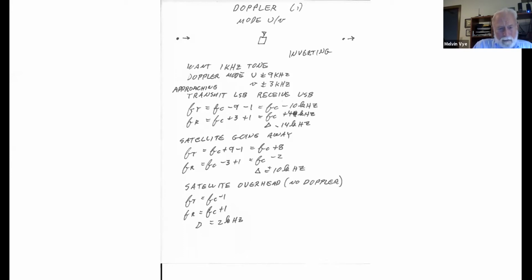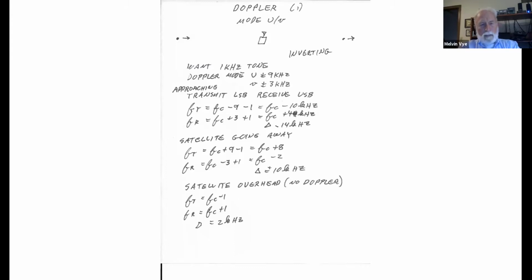Let's suppose that we're transmitting through a satellite that's inverting in mode UV, and we put a 1 kilohertz tone into the microphone. So if you put a 1 kilohertz tone into the microphone, you would like to have a 1 kilohertz tone out of the receiver. All right, now let's then assume that the Doppler shift on UHF is plus or minus 9 kilohertz, and on VHF it's plus or minus 3 kilohertz.